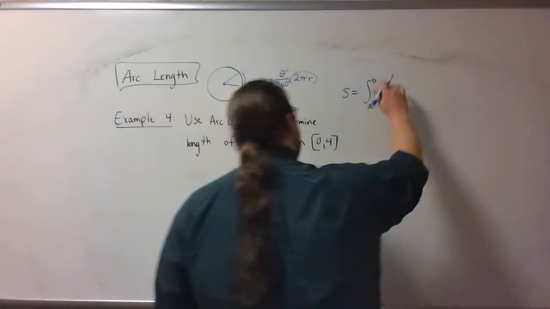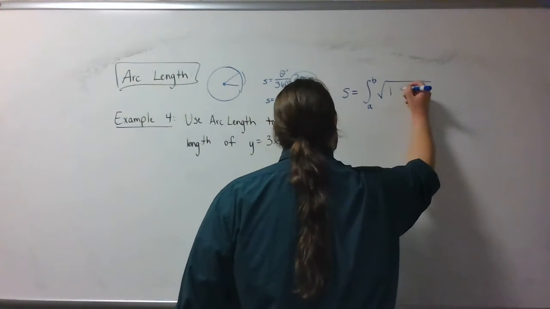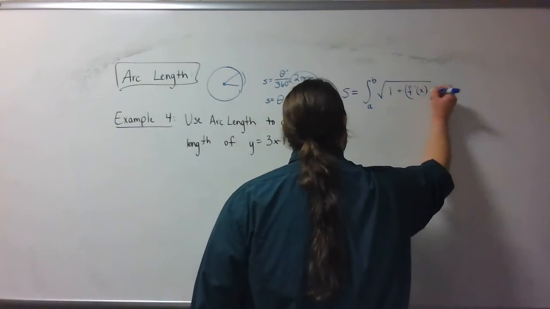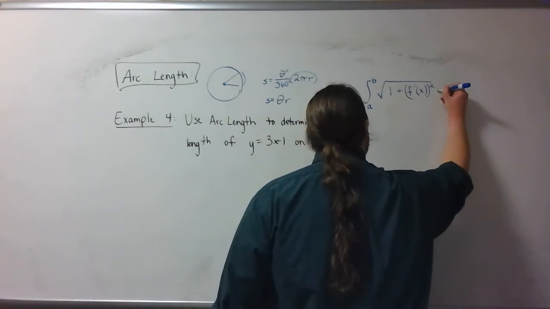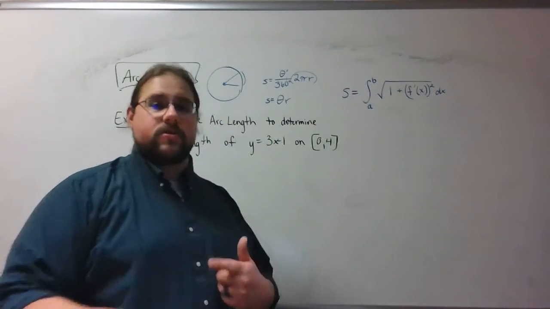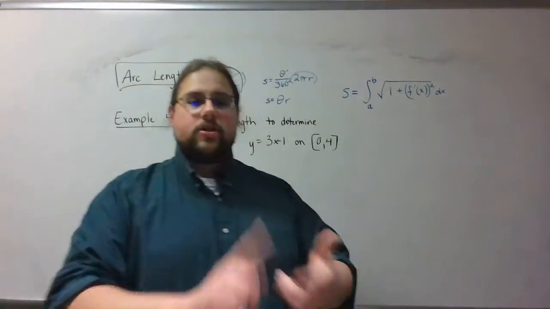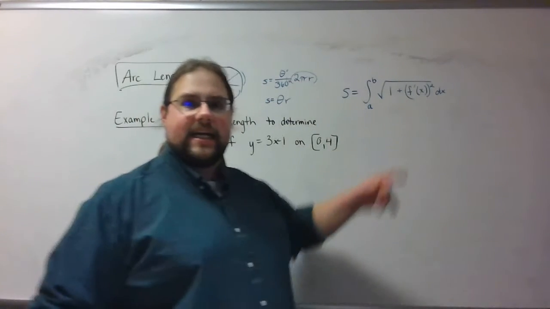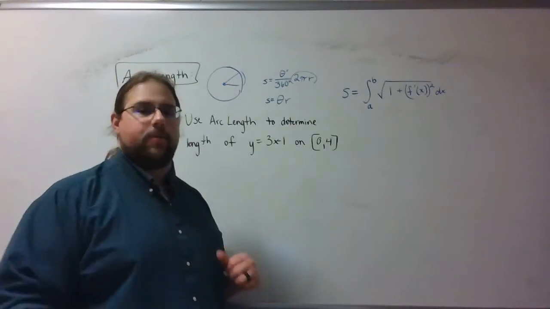We're going to integrate along this interval, and we're going to integrate the square root of 1 plus the derivative of the function squared. So let me repeat. This is going to involve several steps. First off, take the derivative of the function, check. Second, square, check. Add 1, check. Square root it, check. Then integrate. Wow, lots of steps.